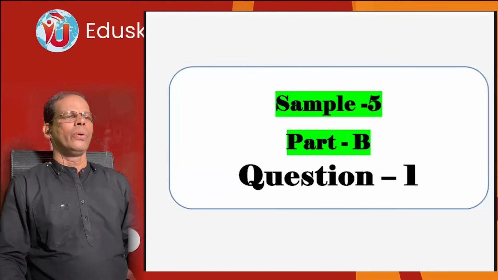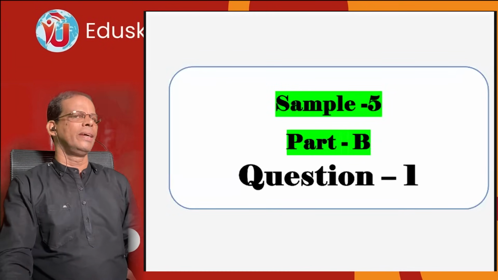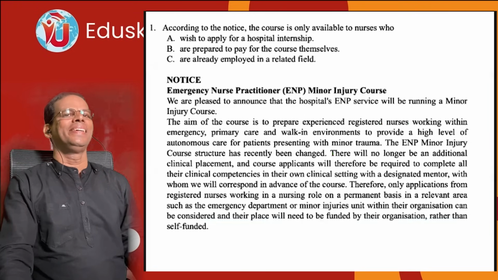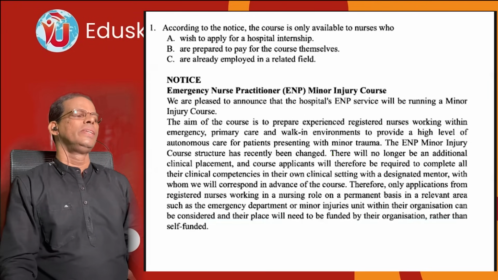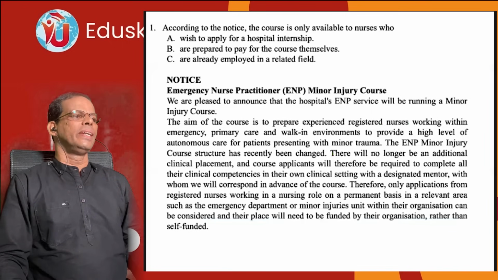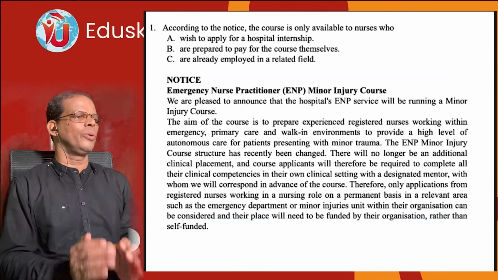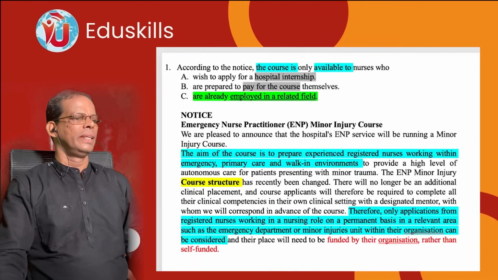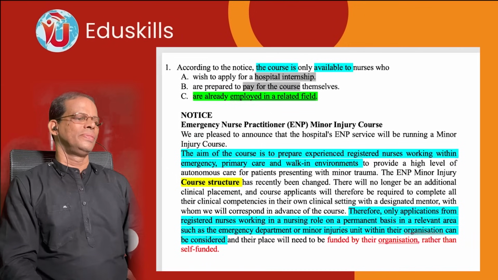As we get into sample 5, part B, question number 1, let's check. This is a notice. According to the notice, the course is only available to nurses who... So which question does it answer? Who is eligible, right? According to the notice, the course is only available to a particular group of nurses, not to all the nurses. We'll just listen to this one. It's also a listening practice for you. Listen and try to understand for whom the course is.